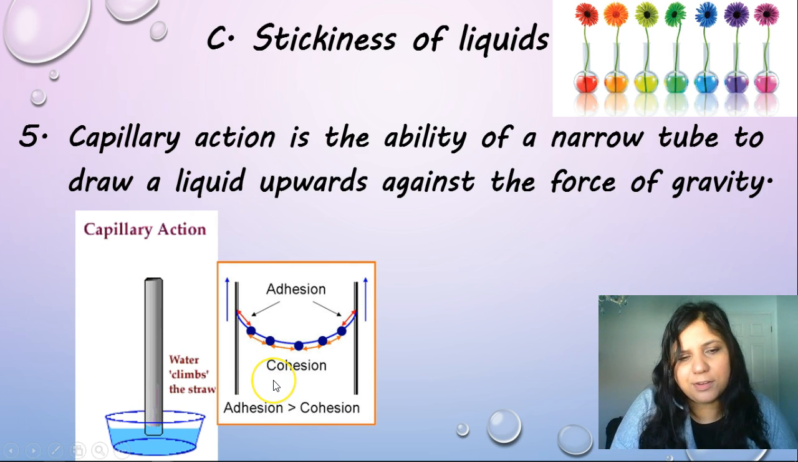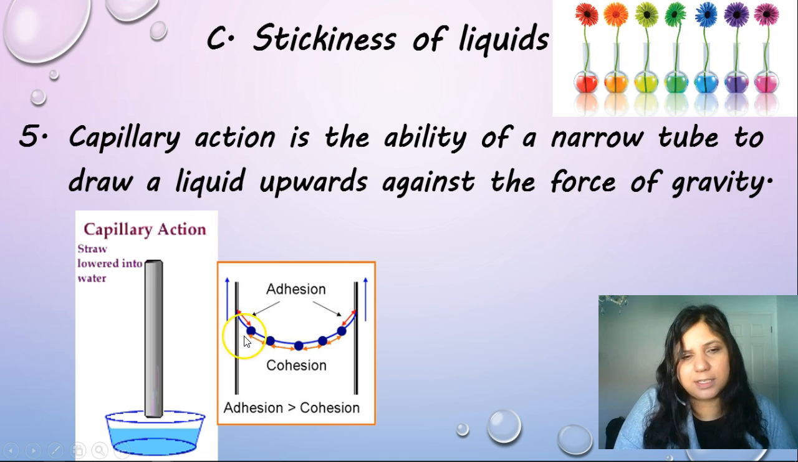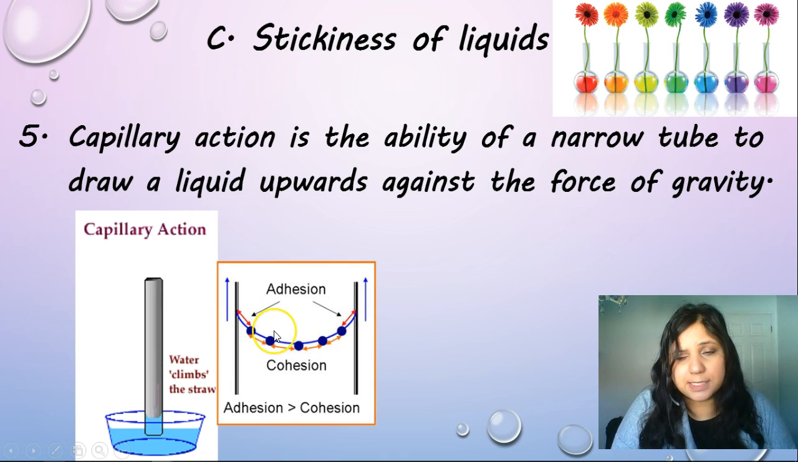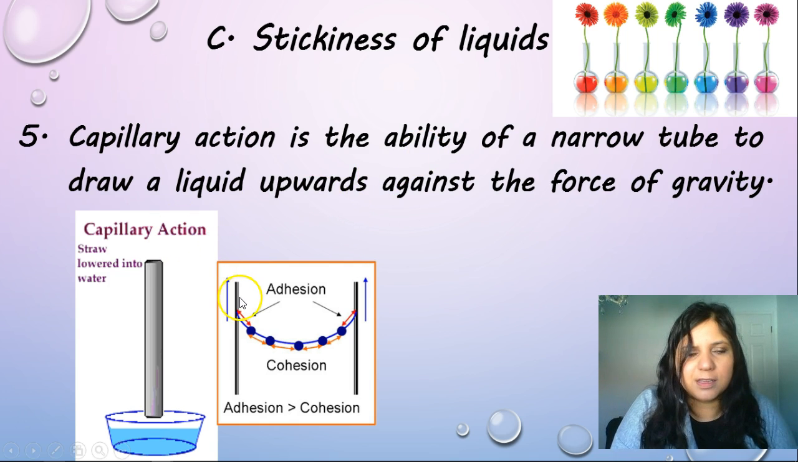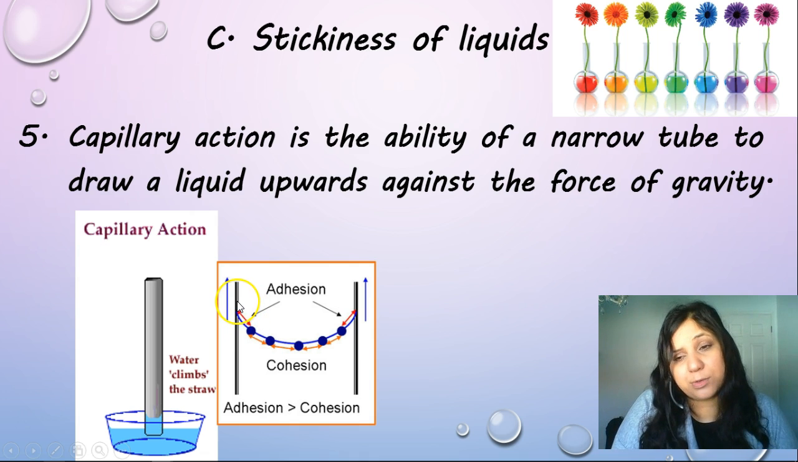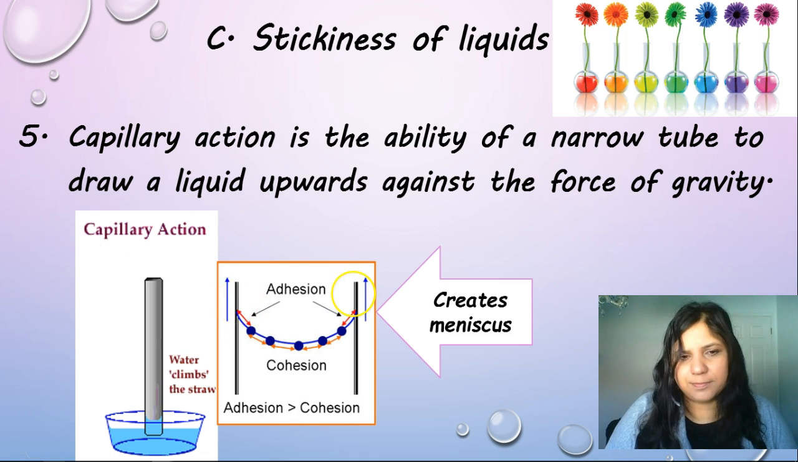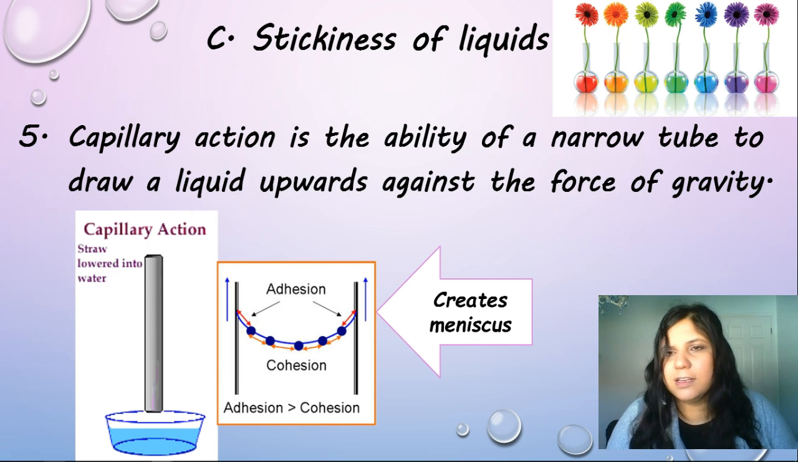Now, the other thing about cohesion and adhesion is it gives us this meniscus in a graduated cylinder. Whenever we say to read the graduated cylinder, we read the bottom of the meniscus. The reason we see it is because we see the water molecules adhering to the graduated cylinder itself. So write that in. It creates the meniscus.